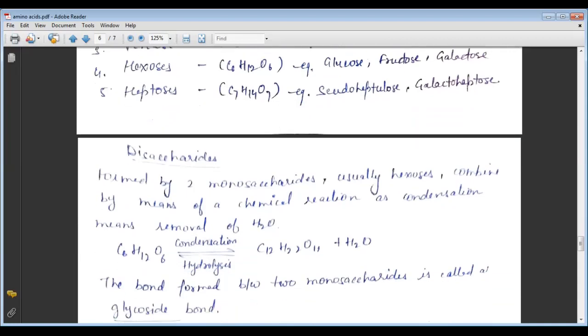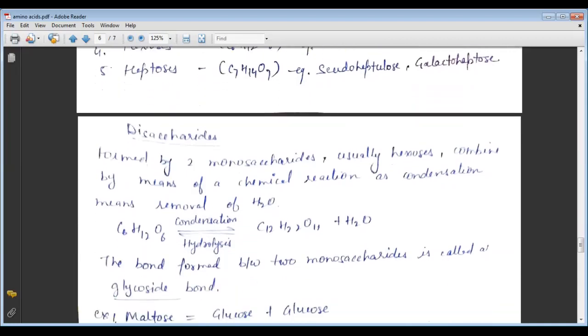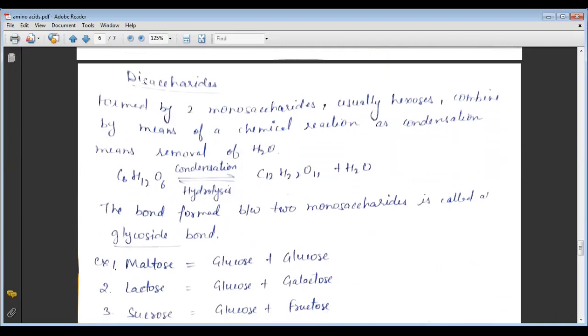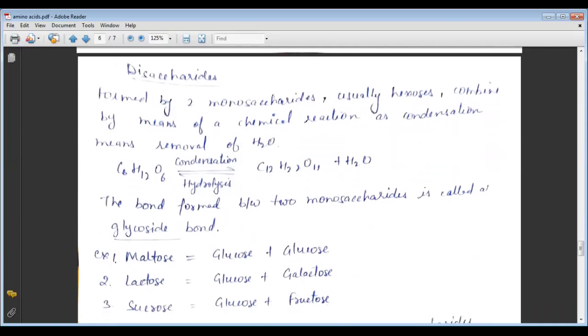Now come to the second type, that is disaccharides or oligosaccharides. Disaccharides are formed by 2 monosaccharides. They usually combine, hexoses, by means of a chemical reaction, condensation, that is the removal of a water molecule. So here the reaction: C6H12O6 and the condensation process forms C12H22O11 and a water molecule.